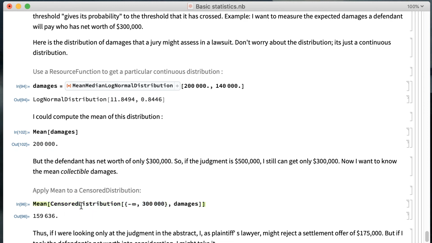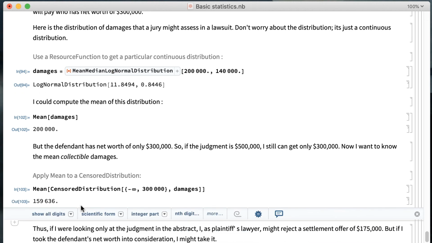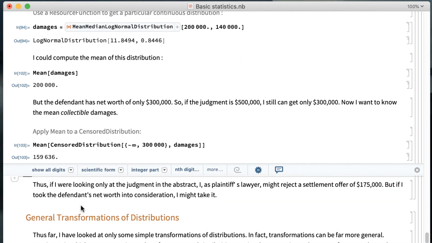So, and now if I take the mean of that, I get $159,636. So maybe I should accept that offer of $175,000, because if I take the defendant's net worth into consideration, the settlement offer is better than that.